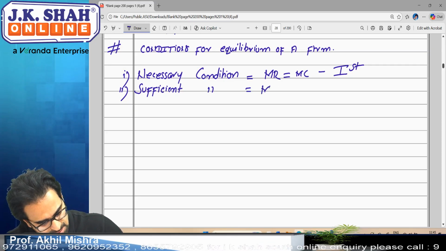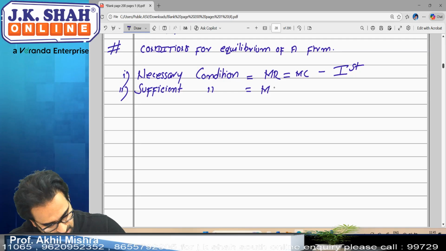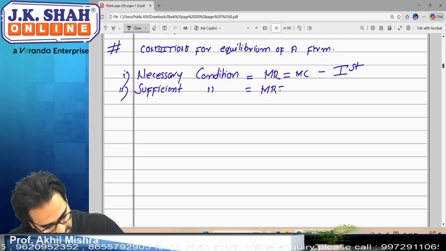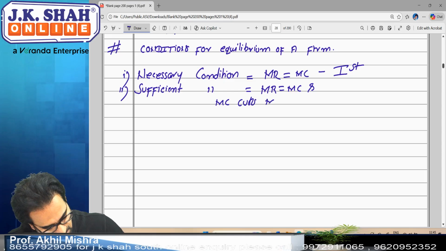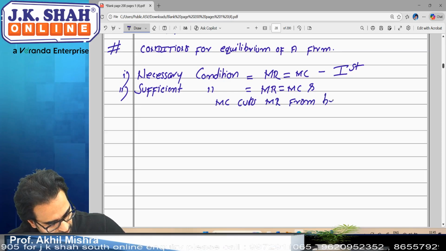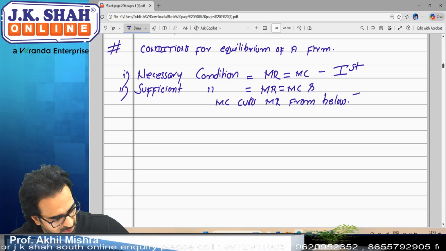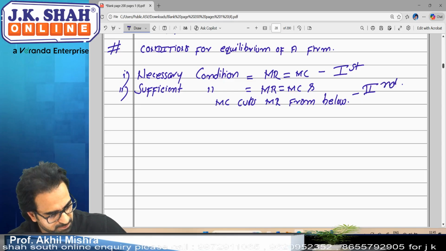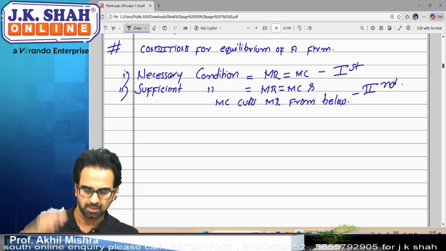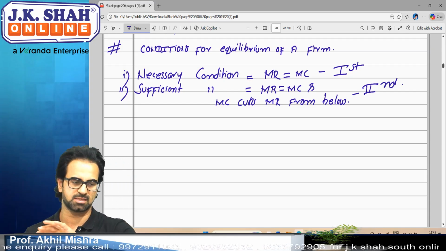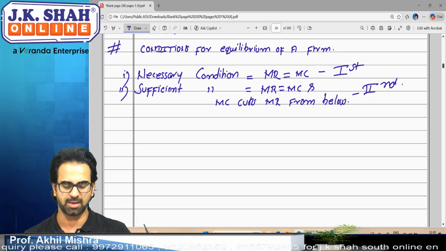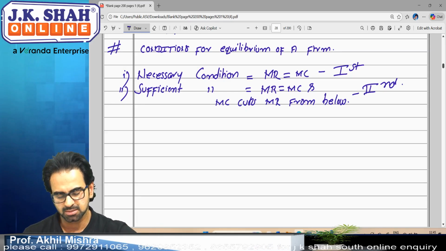Where MR is equal to MC and MC cuts MR from below, because it's the second condition. Okay. We are talking about perfect competition. I did tell you in a perfect competition the demand curve is parallel to the x-axis, and P is equal to AR is equal to MR is equal to demand. So this diagram goes like this.